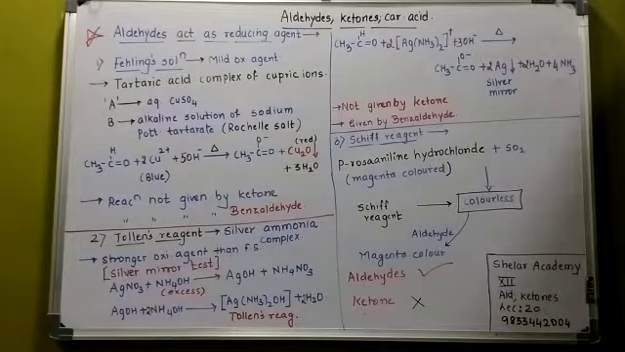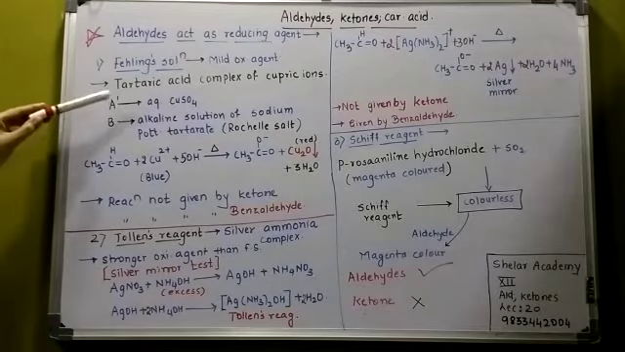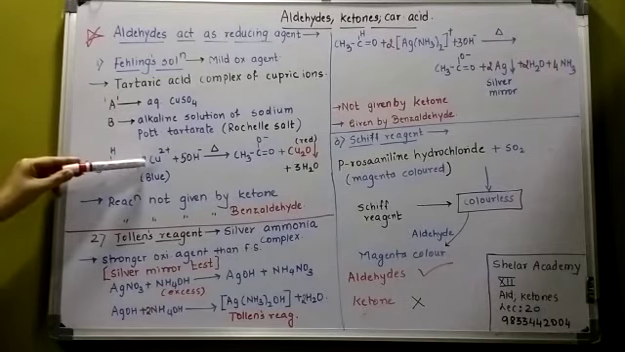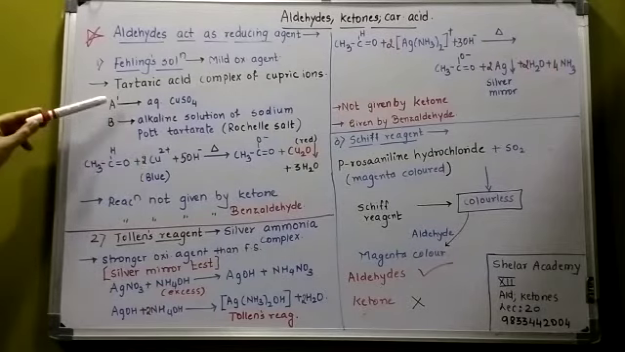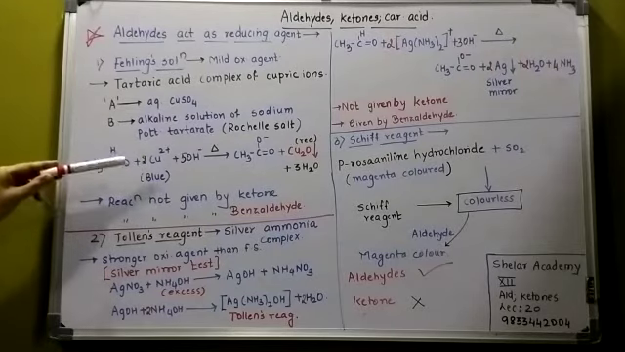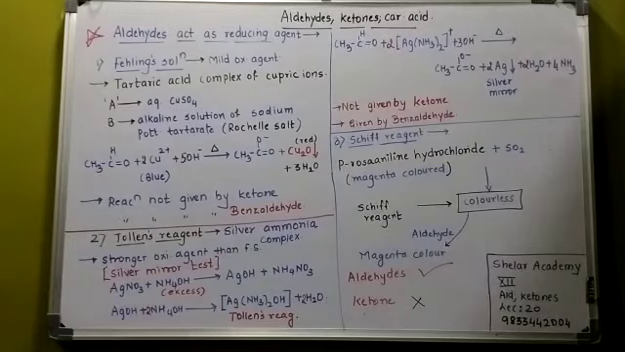What does it mean? What is in A? It contains aqueous copper sulfate. It is aqueous, it is copper sulfate. So we have written the A solution in the form of Cu2+. So this is the representation of A, that is aqueous copper sulfate.